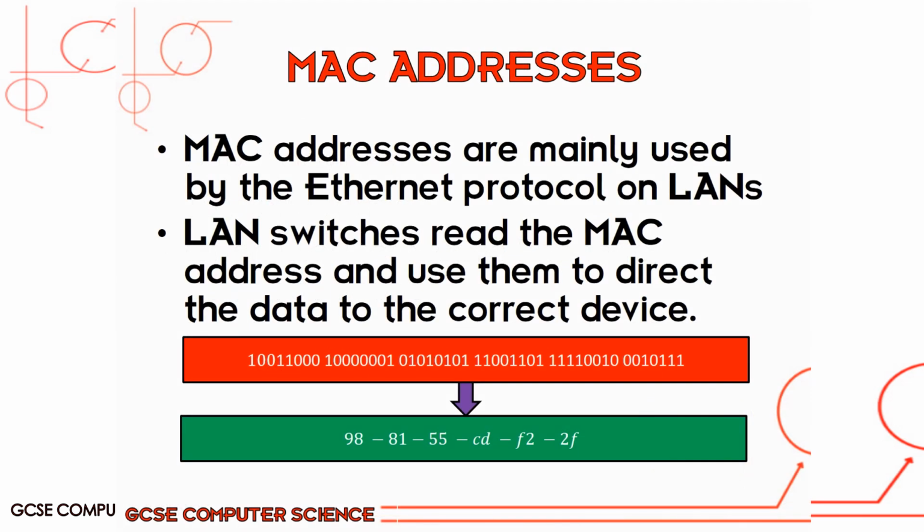MAC addresses are a unique number that's given to every device. Every network interface controller has a unique MAC address, and this is used to make sure that the data goes to the correct place. A LAN switch usually reads the MAC address and makes sure that the data goes to the correct place. MAC addresses use hexadecimal and are usually six pairs of 2-digit hexadecimal values.